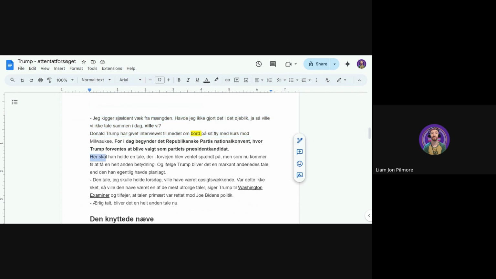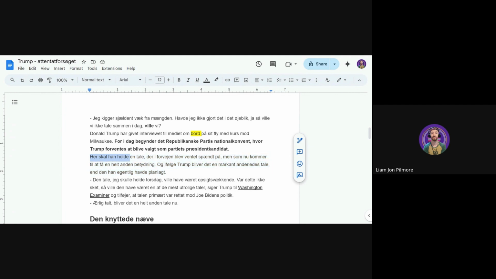Let's continue. Her skal han holde en tale, der i forvejen blev ventet spændt på, men som nu kommer til at få en helt anden betydning. Og ifølge Trump bliver det en markant anderledes tale, end den han egentlig havde planlagt.